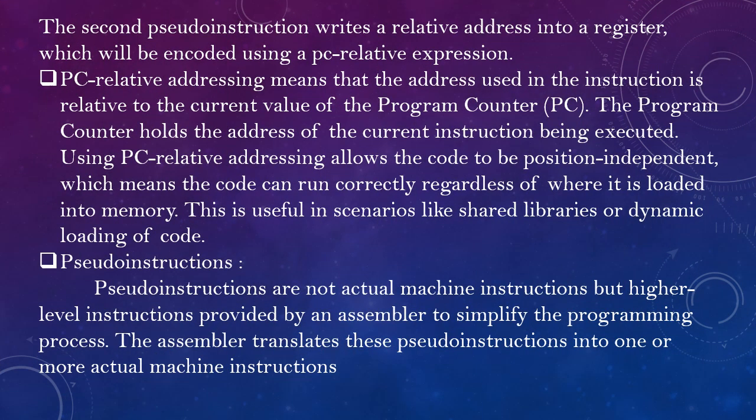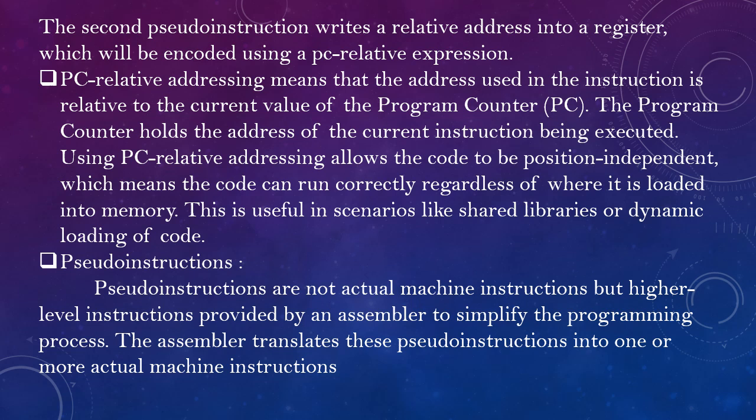Moving on, the second pseudo instruction writes a relative address into a register. We are talking about pseudo instructions, so let us know what a pseudo instruction is. Pseudo instructions are not actual machine instructions but higher level instructions provided by an assembler to simplify the programming process. The assembler translates these pseudo instructions into one or more actual machine instructions.